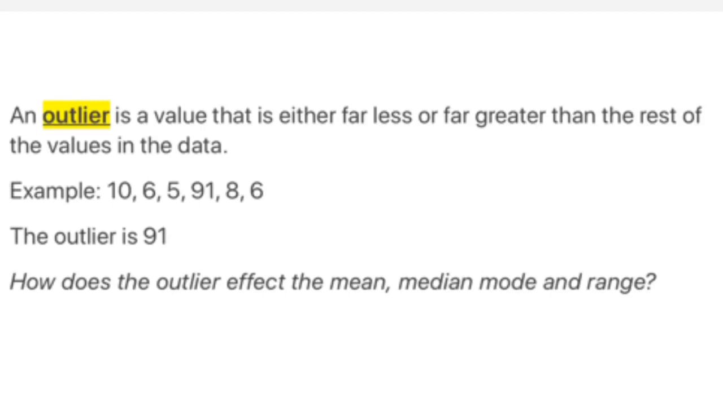An outlier is a value that stands out from the other values. It's either far less or far greater than the rest of your values in your data set. So here we have a data set: 10, 6, 5, 91, 8, and 6. And so hopefully we see that the number 91 is far greater than all of the other numbers in our data set. So the number 91 is an outlier. So now we are going to look at how that outlier affects the mean, median, mode, and range, and which one it affects the most, and which one it affects the least.